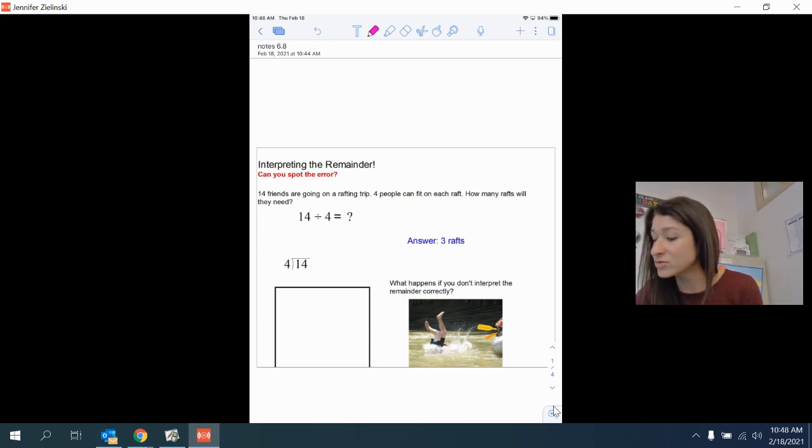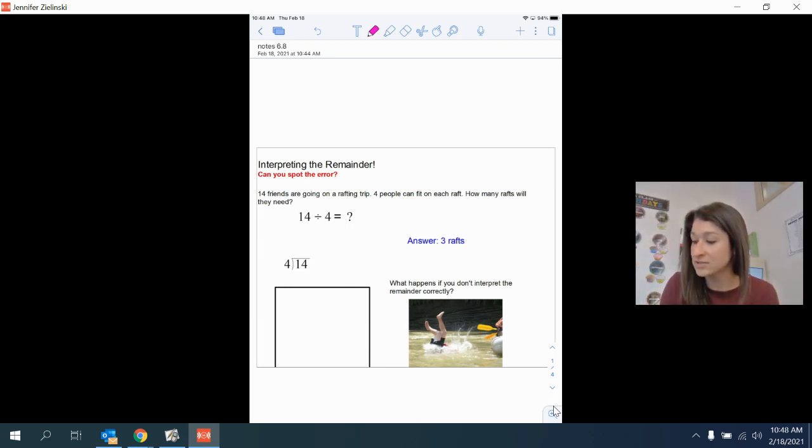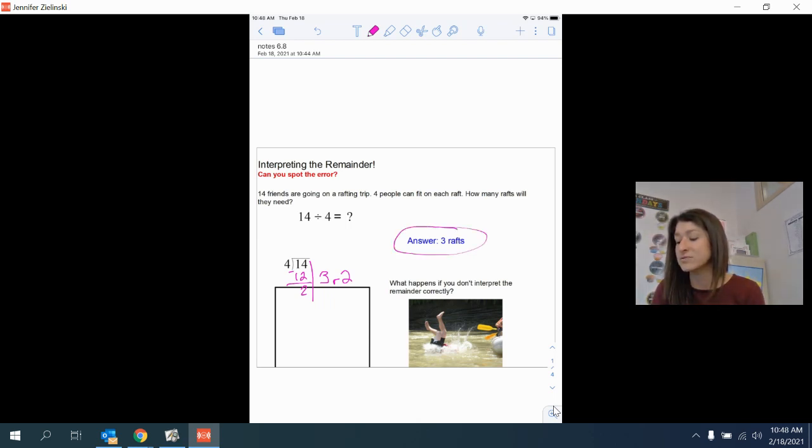If we divide 14 divided by 4, I want to think about how many times does 4 go into 14 without going over? And we know that we have 3. So 4 times 3 gets me 12. And when I subtract, I get my remainder of 2. So if you notice here, the answer is 3 rafts, which we did get 3, but we did have a remainder. Well, that remainder is representing how many rafts we will need, and the people that will be left over without a spot on the raft.